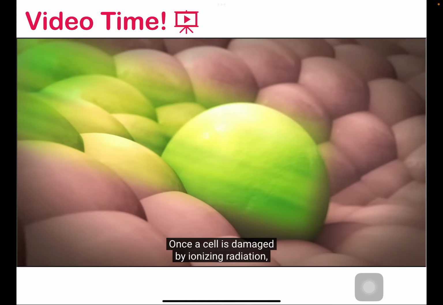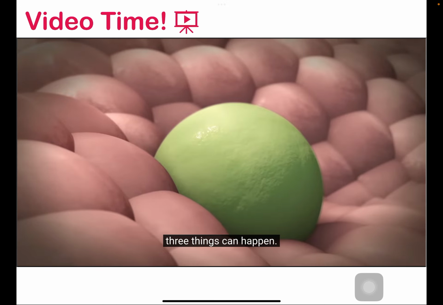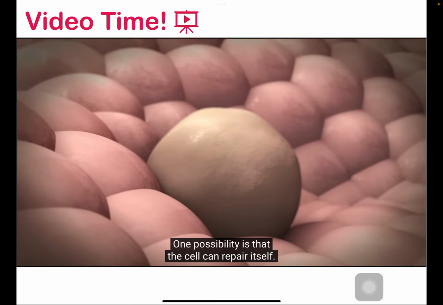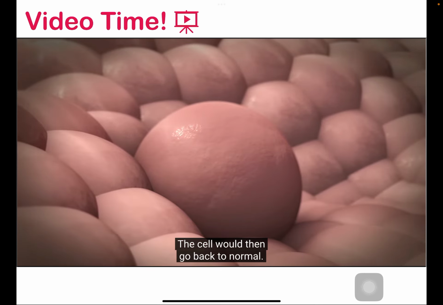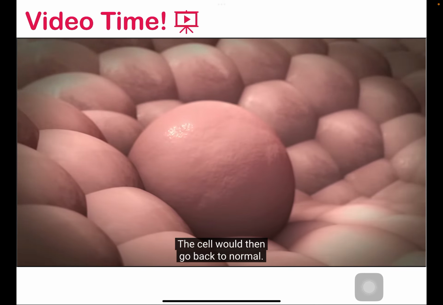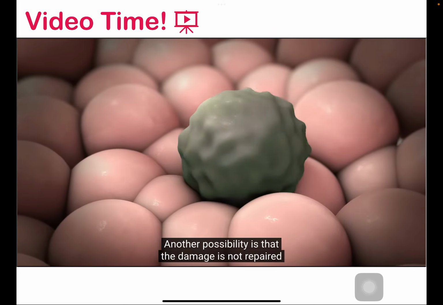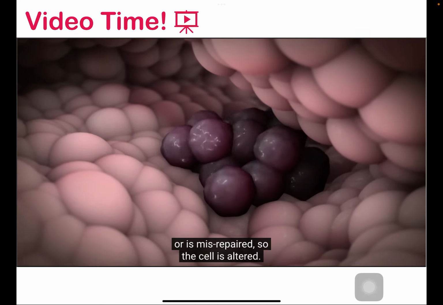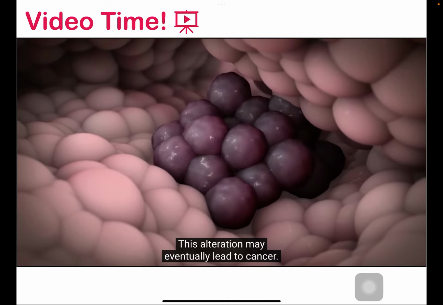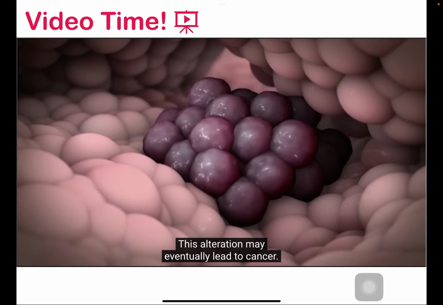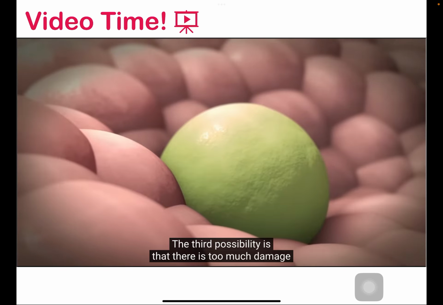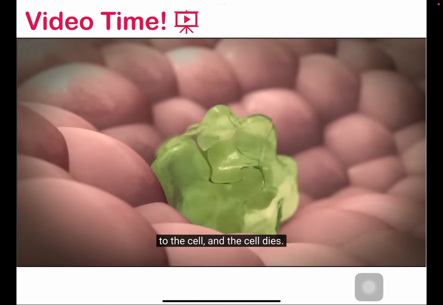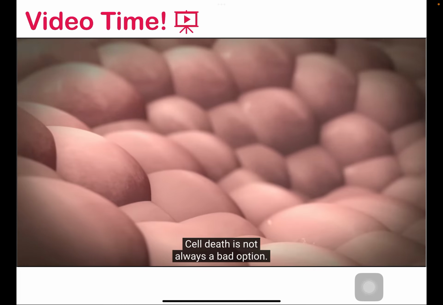Once a cell is damaged by ionizing radiation, three things can happen. One possibility is that the cell can repair itself. The cell would then go back to normal. Another possibility is that the damage is not repaired or is misrepaired, so the cell is altered. This alteration may eventually lead to cancer. The third possibility is that there is too much damage to the cell and the cell dies. Cell death is not always a bad option.